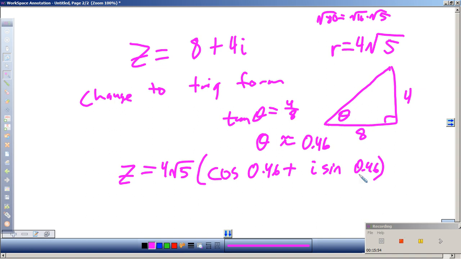Well, if I was just asking to write it in trig form, that's all you're doing. Now, if this was a nice number, so maybe it was root 2 over 2, we could say what angle it is. But with this, we don't have a nice angle, I should say.